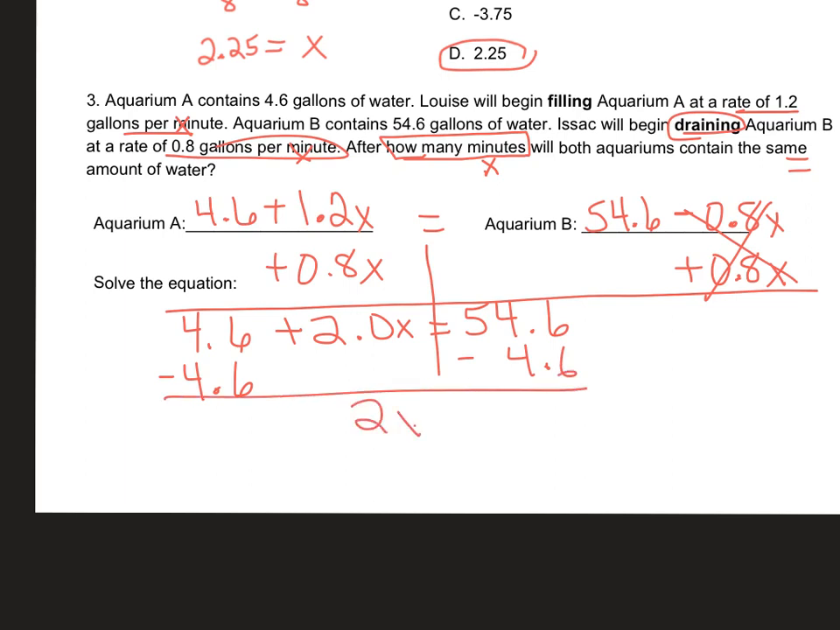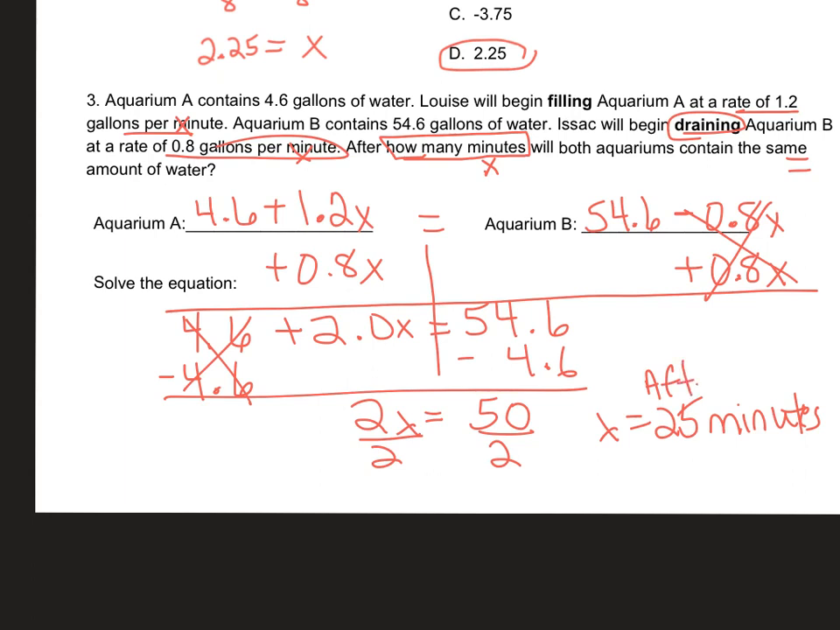That leaves me with 2x is equal to 50. You can use your Desmos calculator, make sure you're entering your decimals correctly. Finally, if I divide by 2 on both sides, x is going to equal 25 minutes, because the question said, after how many minutes will both aquariums contain the same amount of water? After 25 minutes, aquarium A and B will be equal to each other.